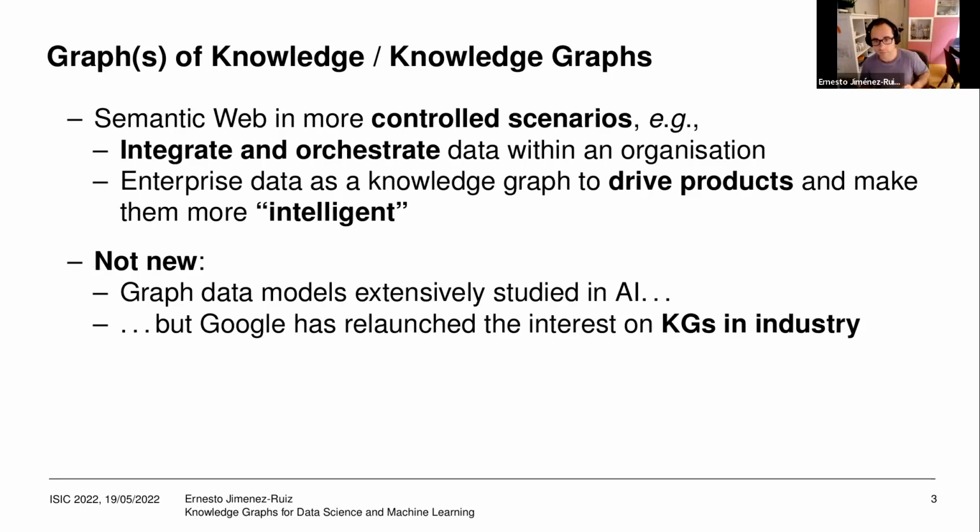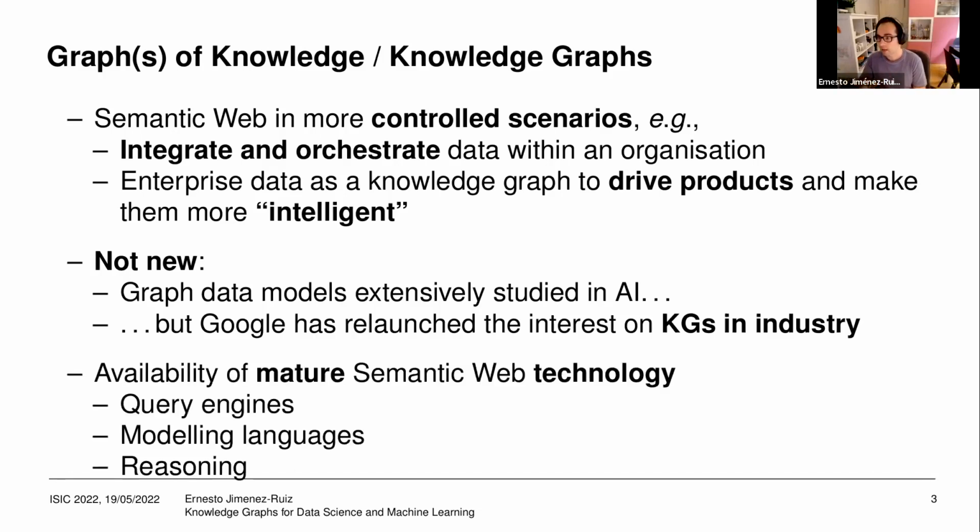From the logic perspective, we have been working with ontologies and knowledge graphs for a long time. But what happened is that Google and many other industries, not only Google, have relaunched the interest in knowledge graphs in industry, which is very important. At the same time, from the research community, there is a lot of mature technology, which has enabled this very quick transition to the application in industry. We have tons of new tools in the semantic web, including query engines, strong modeling languages to represent ontologies, and also reasoning techniques and tools.